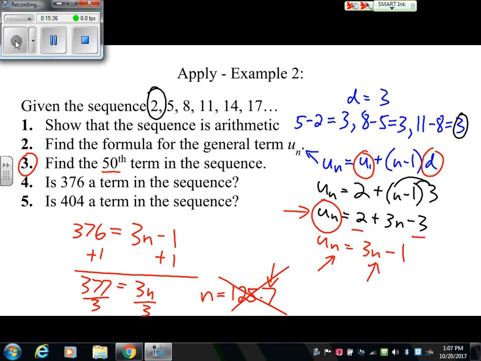So this is not a member of this sequence. We're going by threes, but we skip right past that number, 376.